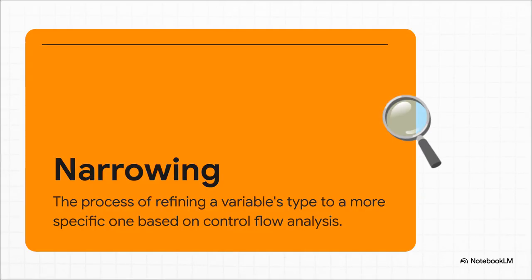And the solution to this whole mystery has a name: narrowing. Seriously, think of it like this. You're a detective giving clues to the TypeScript compiler. Based on the evidence you provide, TypeScript can logically deduce or narrow down a variable's broad type, like string or number, into something way more specific, like just a number. But, and this is key, it only does this inside the block of code where your evidence is valid.